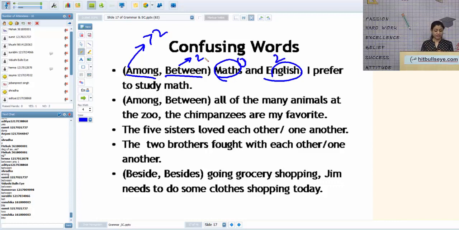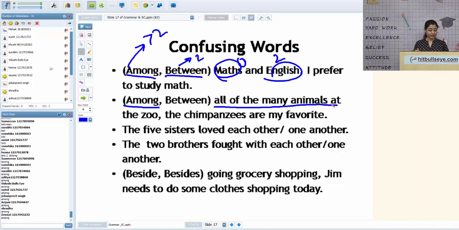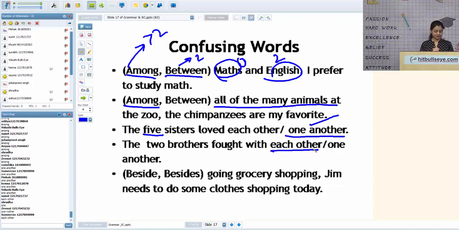Moving on, the next one, among, between all of the many animals. Perfect. It would be among because we are talking about all of the many, which means it is obviously more than 2. Let's look at example number 3. The 5 sisters love. Yep, one another it is, because 5 sisters, more than 2. The 2 brothers fought with, yes, each other. Because again, 2 brothers, right? Each other is for 2.